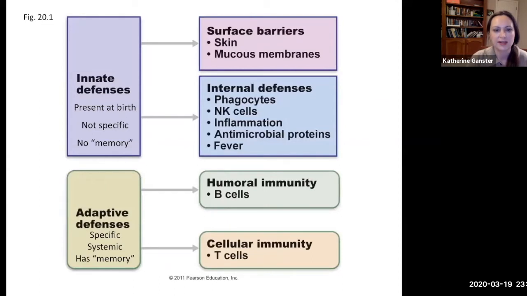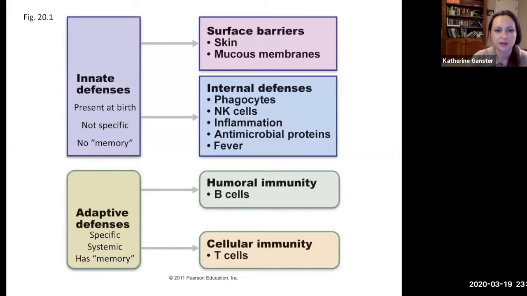The first is the innate defense. This is something that you're born with. It's not specific at all. It's just fighting anything that's foreign, not fighting any one specific thing. And there's no memory to it, versus adaptive defense, which is very, very specific.